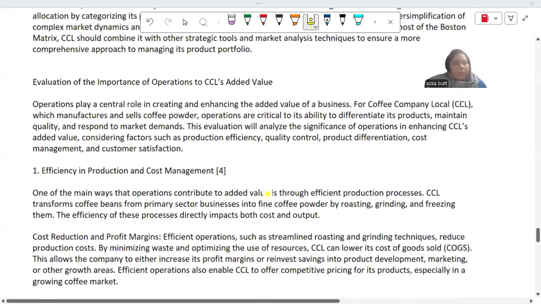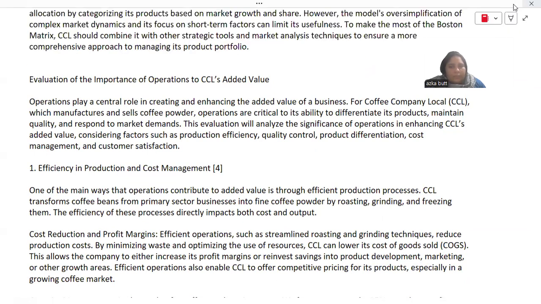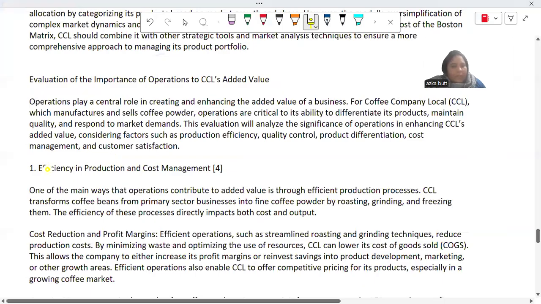Now we are going to see the last question of this paper: evaluate the importance of operations to CCL's added value. So this is the first benefit: efficiency in production and cost management. One of the main ways that operations contribute to added value is through efficient production processes.